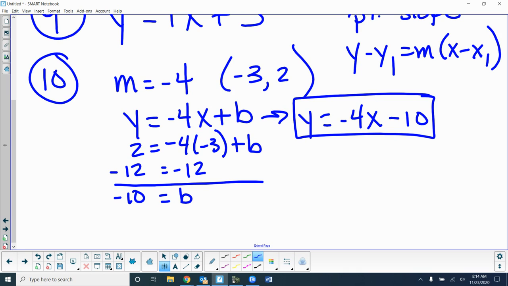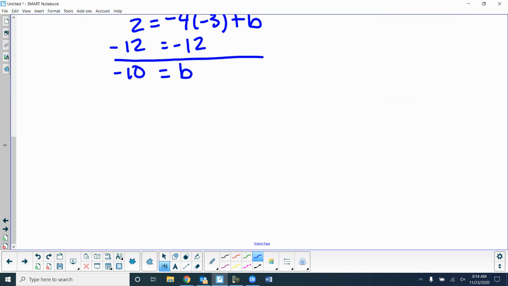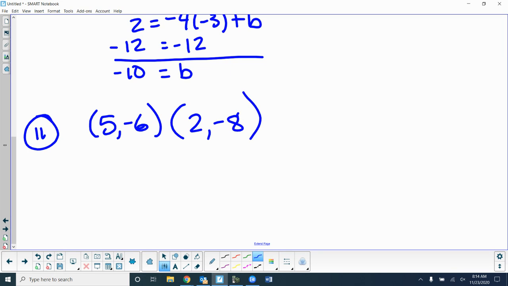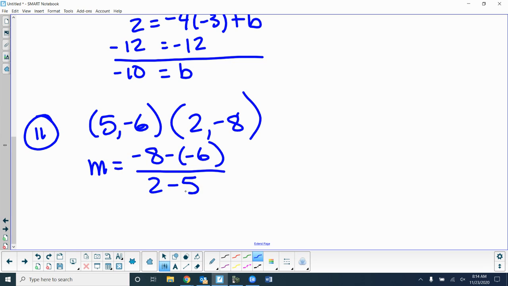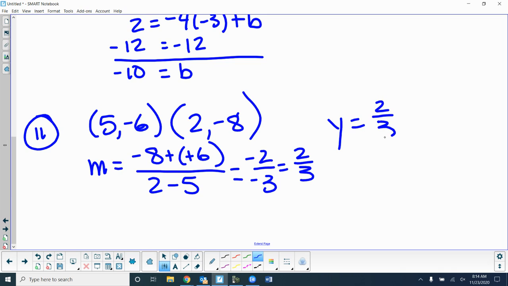Okay, number 11, I give you 2 points that the line goes through. You have to find the equation. All right, 5 and negative 6, and 2, negative 8. Okay, so I find the slope first. So negative 8 minus negative 6 for the y's, 2 minus 5 for the x's. That's a negative 2 over a negative 3, so it's positive 2/3. So I know the M.